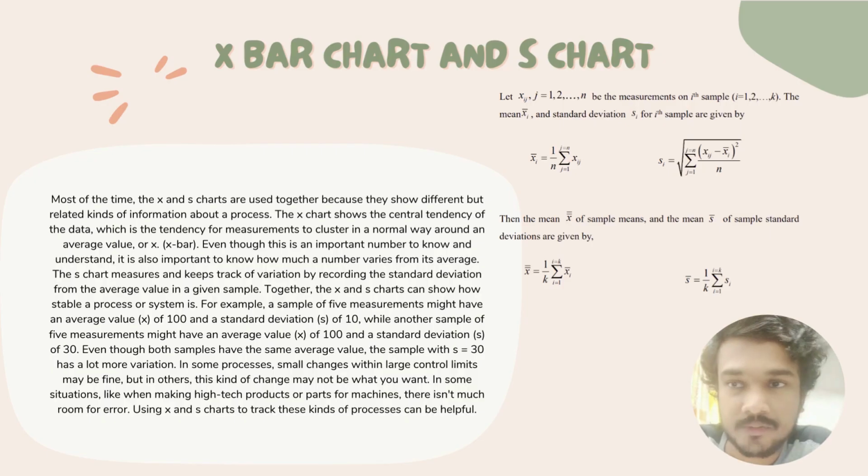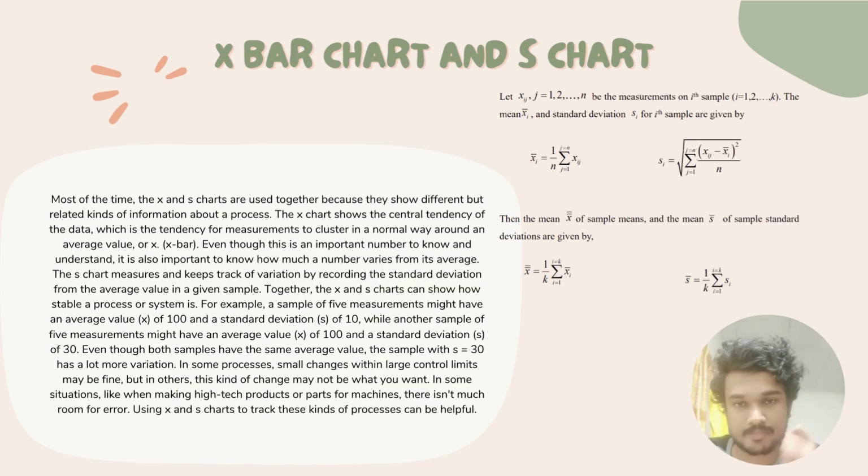Following that, we'll now be looking at the X bar chart and the S chart. The X bar chart shows how the mean or average changes over time, whereas the S chart is used to monitor the variation of a process based on samples taken from the process at given times: hours, shifts, days, weeks, etc. The measurements of the samples at a given time constitute a subgroup. Most of the time, the X bar and S charts are used together because they show different but related kinds of information about a process.